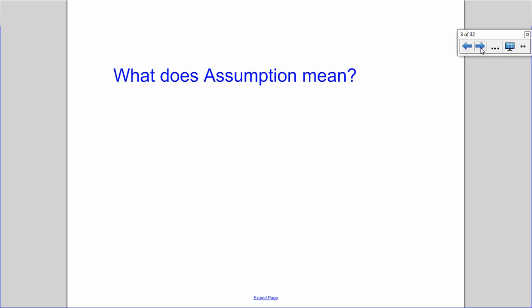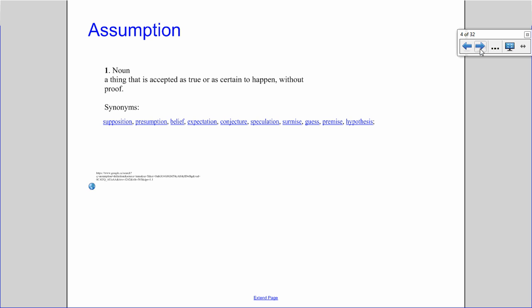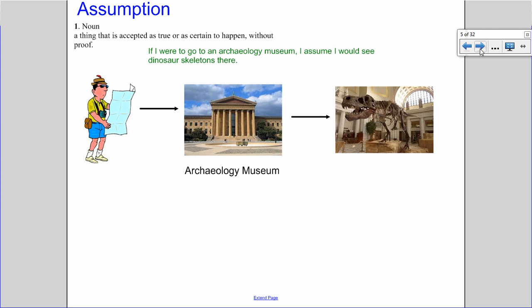What does assumption mean? Assumption can be defined as follows. It is a thing that is accepted as true or as certain to happen without proof. To give an example, if a tourist were to go to an archaeology museum, it could be reasonably expected that the tourist would see dinosaurs at the archaeology museum.